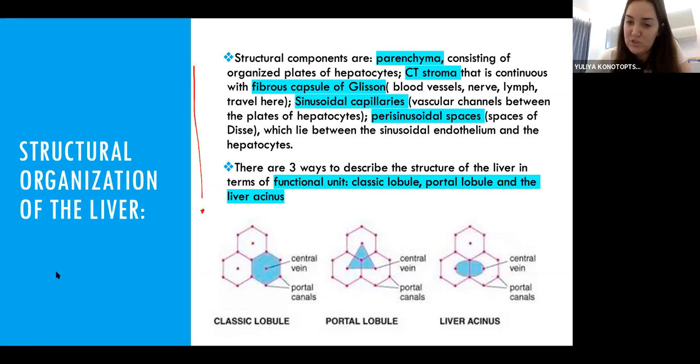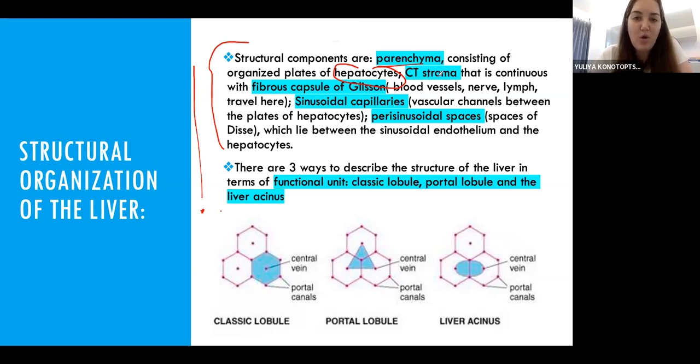So if your function is to make bile, the hepatocytes will be arranged in this manner. If the function is to simply filter the blood, then the arrangement will be in this manner. So we need to learn the arrangement, right? Here are the structural components of your liver. That's what the liver consists of. The most important thing is the parenchyma, right? The functional unit of your liver is the hepatocyte. And the arrangement of hepatocytes will be different, we will see, depending on the function.